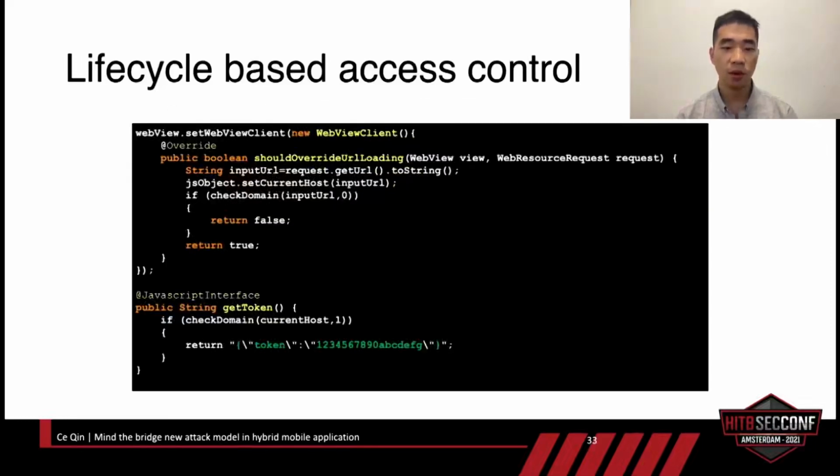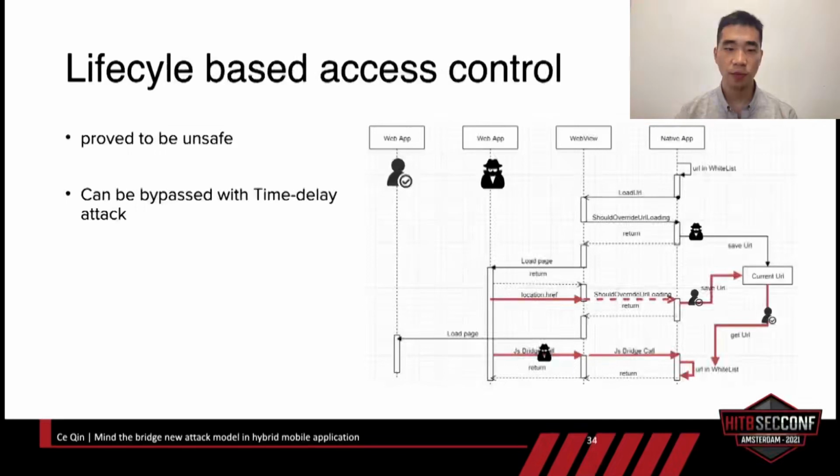This is a demo code. The application gets the value from shouldOverrideUrlLoading and saves it to a variable, current host. When the JavaScript interface getToken is invoked, it will check whether the current host is authorized. This mechanism is proven to be unsafe.